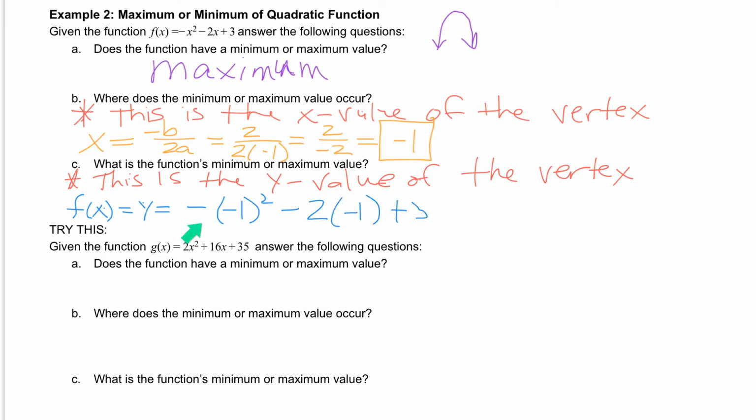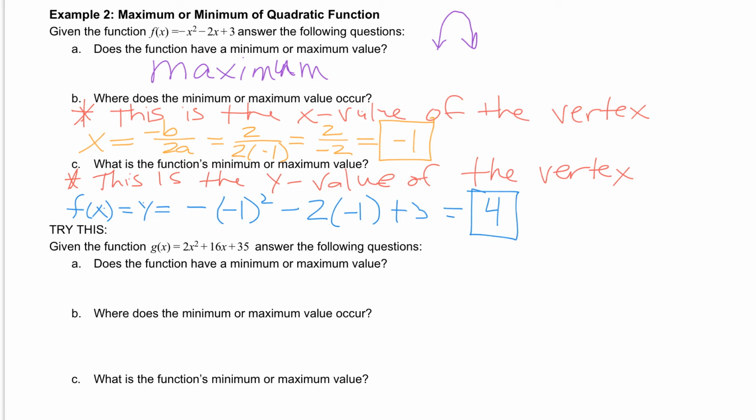And all you need to do, you can type this all in your calculator at one time, or use your order of operations to evaluate it. And we get this to equal 4. So the function's minimum or maximum, in this case its maximum value, is at 4.